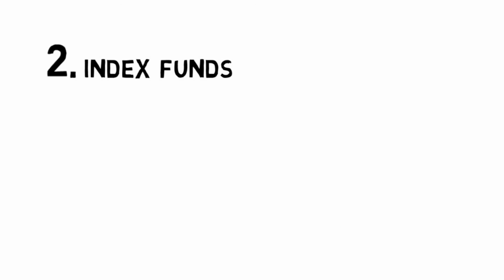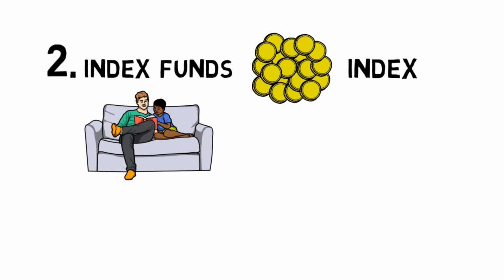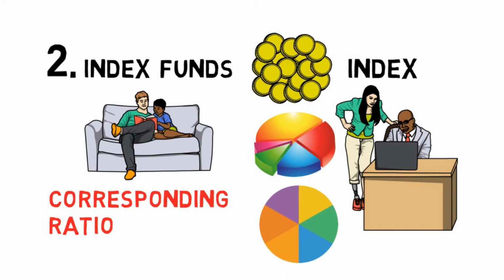Number 2, index funds. Suited best for passive investors. Index funds put money in an index. A fund manager does not manage it. An index fund identifies stocks and their corresponding ratio in the market index and puts the money in similar proportion in similar stocks. Number 3, international or foreign funds.